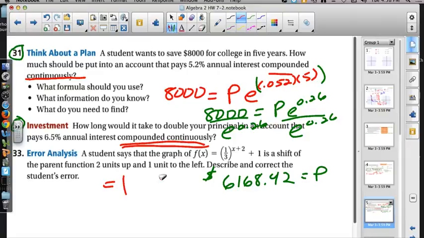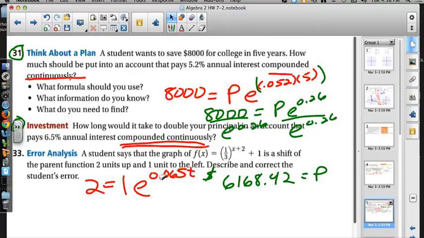I'm going to have my principal be $1, and I have e, and 0.065, and it says how many years, so we don't know. We're going to make that a t. And I want to know when is it doubled. Well, that would be $2. So I want to know when is 2 going to equal e to the 0.065t.